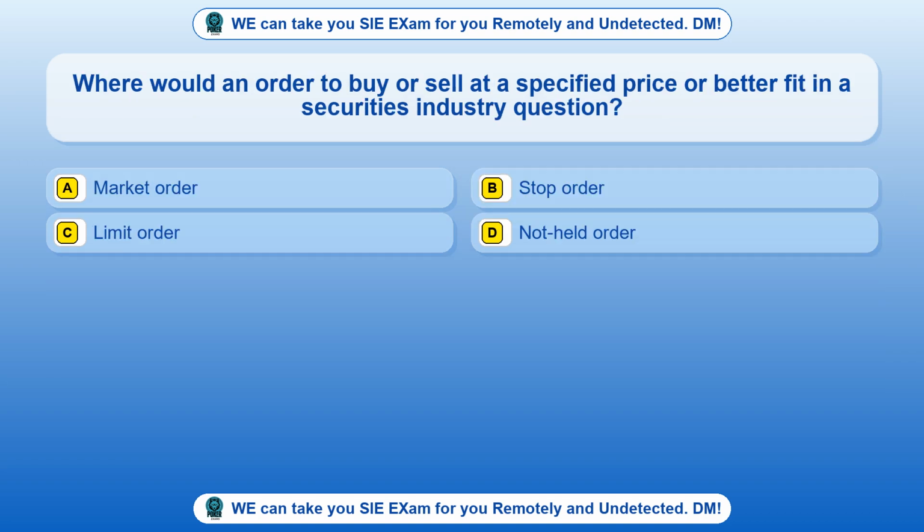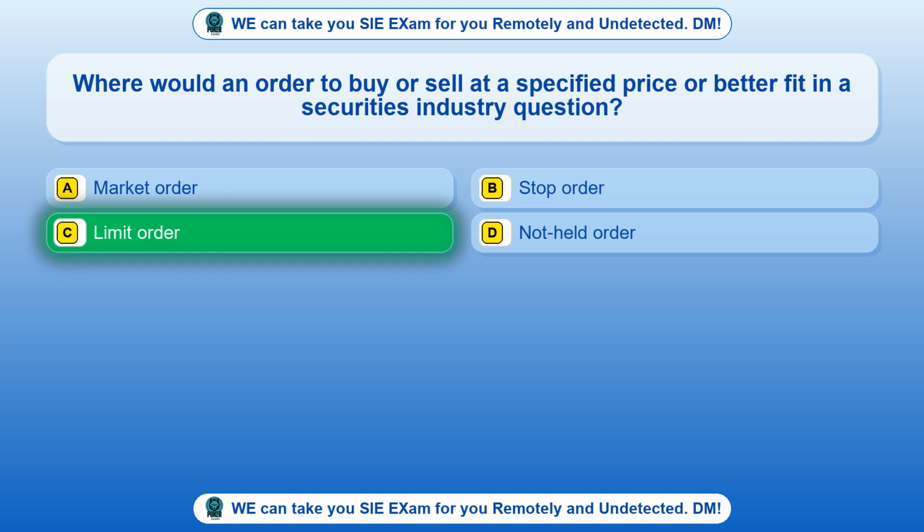Question 87. Where would an order to buy or sell at a specified price or better fit in a securities industry question? Option A, market order. Option B, stop order. Option C, limit order. Option D, not held order. The correct answer is option C, limit order.